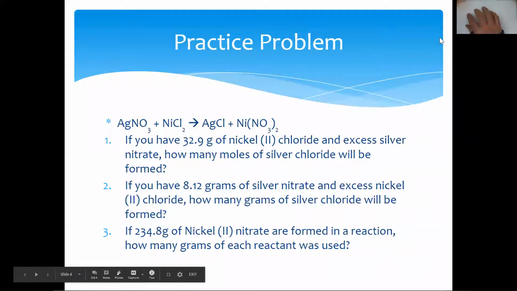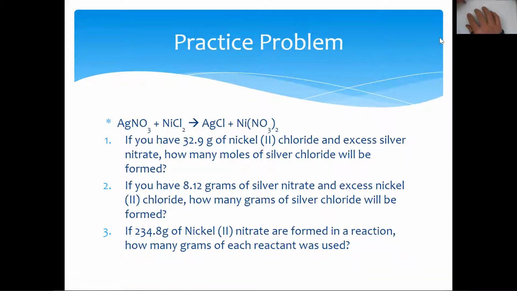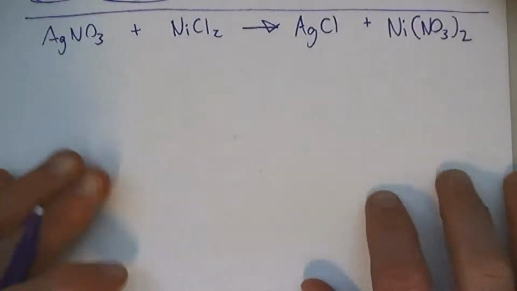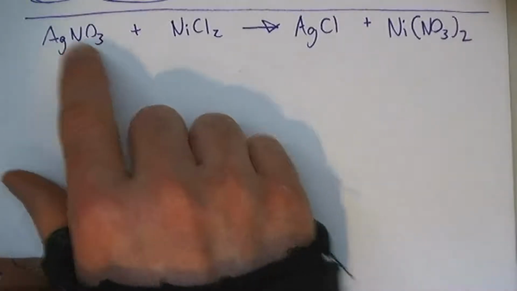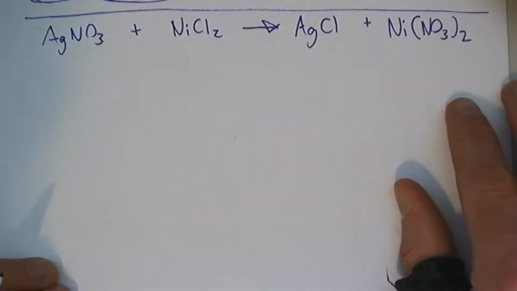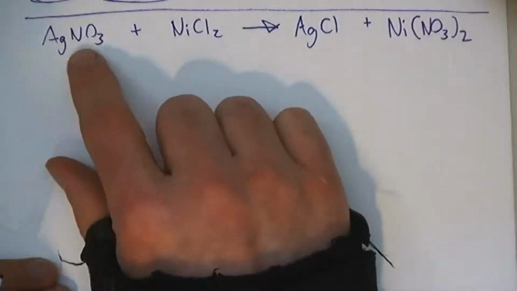So the first thing it does is it gives us an equation, AgNO3 plus NiCl2 goes to AgCl plus Ni(NO3)2. Okay. So the first thing I'm going to point out is if you ask yourself what type of reaction this is, you'll realize it's a double displacement. Ag is with NO3 and ends up with Cl. Ni is with Cl and ends up with NO3. So swapping partners. In that case, you can treat the NO3 as 1 unit.